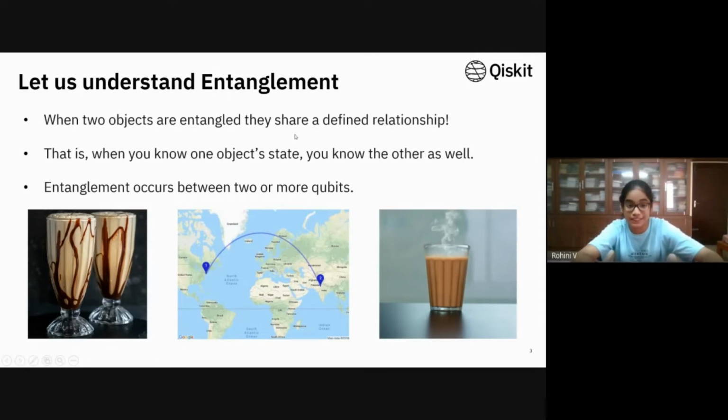When two objects are entangled, they share a defined relationship. That is, when you know one object's state, you know the other as well. It can be the same, it can be the opposite, it can be anything. But with just one, you can determine the other, like you can predict the other. That is known as entanglement. And entanglement occurs between two or more qubits. I hope this is clear. I'm moving on to the next slide.